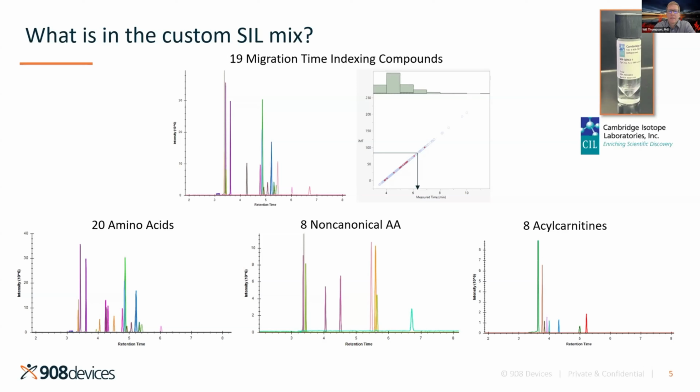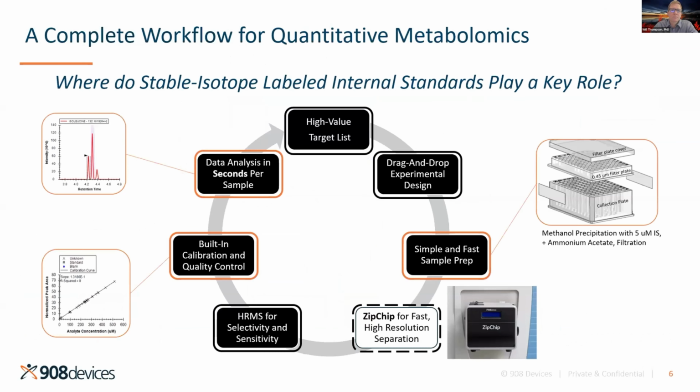So we take the measured time, we calculate an index, and then we know where to look in real time for all of the unknown compounds. It gives us a nice handle for making sure we're integrating the correct peaks for quantitation. Included in the mix are 20 amino acids, 8 non-canonical amino acids, and 8 acylcarnitines.